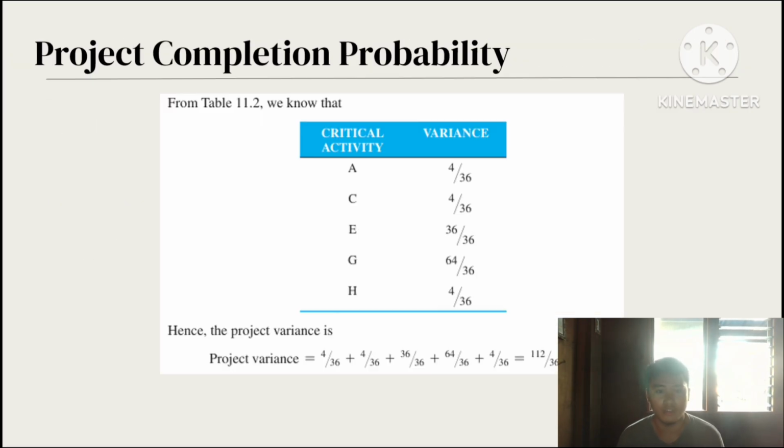So, this is the table for project completion, covering the critical activities, which are letters A, C, E, G, and H, with their values. The formula for computing the project variance is the summation of the variances of the activities. So the project variance is a total of 3.111.